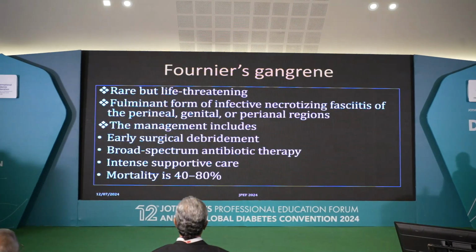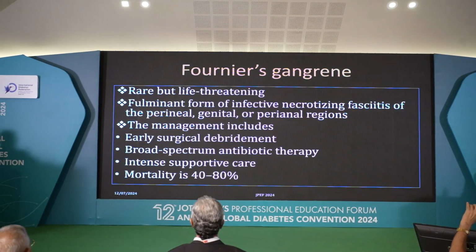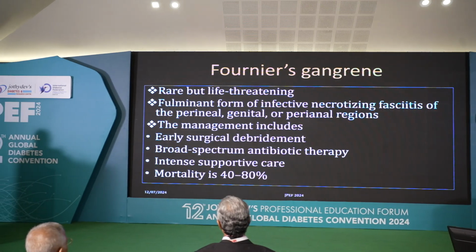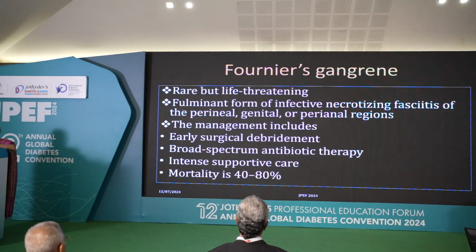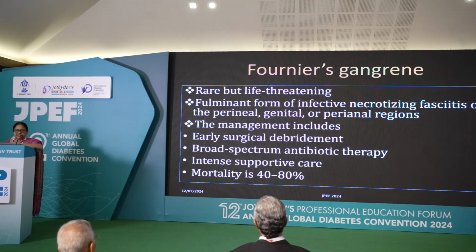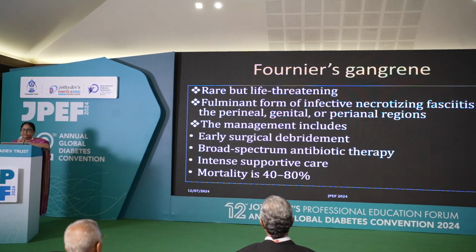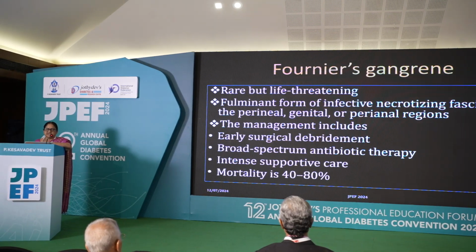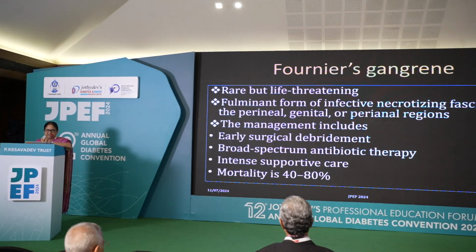Fournier's gangrene is not so uncommon, but it is very life-threatening. It's a fulminant form of infective necrotizing fasciitis of the perineal, genital or perianal regions, and the management includes early surgical debridement and broad-spectrum antibiotic therapy, but the mortality is as high as 40 to 80%.